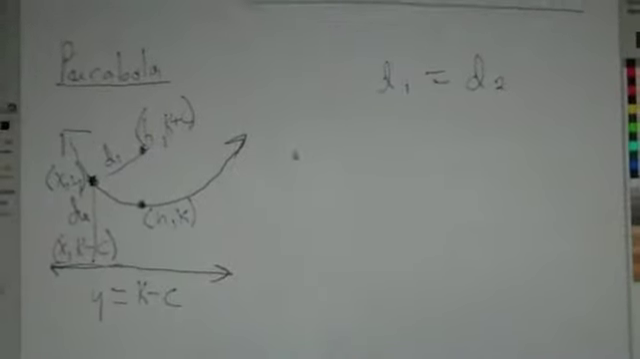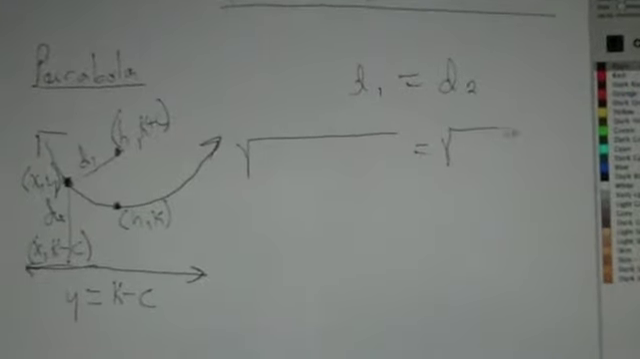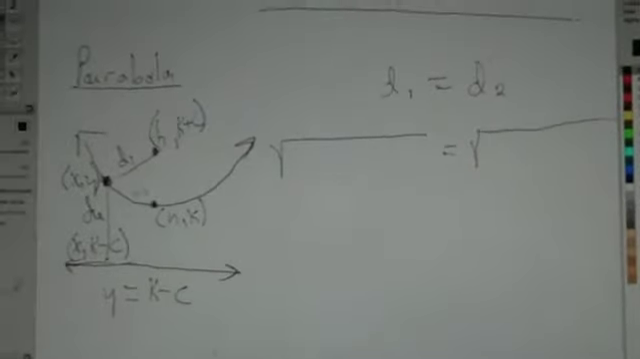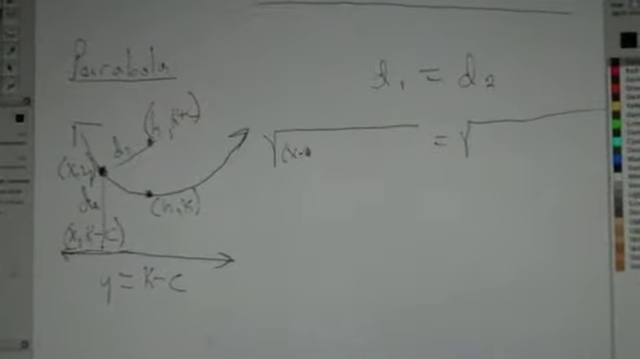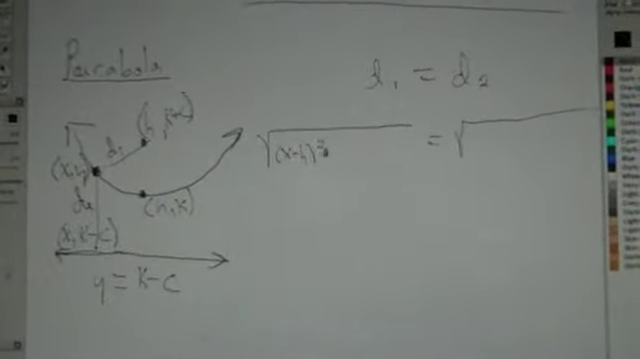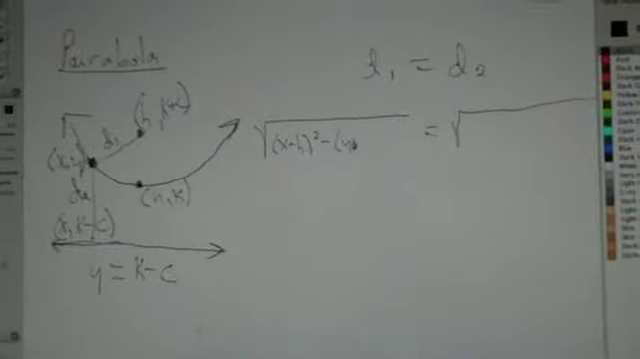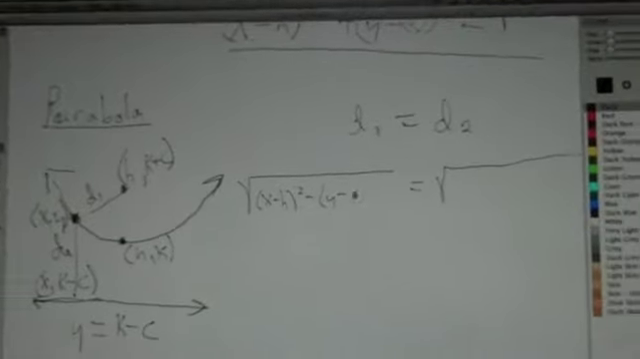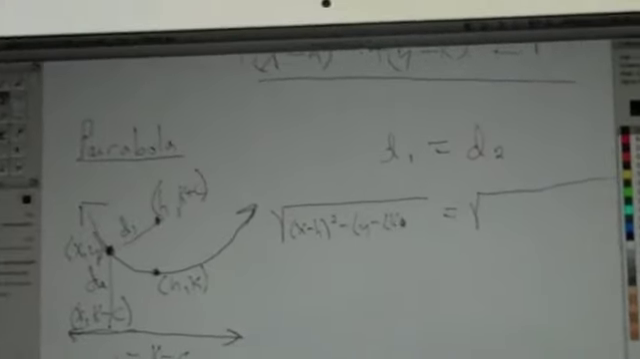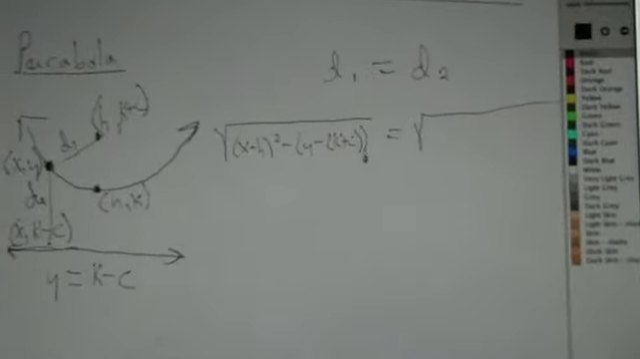So if I have 2 distances, I need 2 of these things. 2 big old square roots, because I'm going to use the distance formula twice. So right here, distance 1, I'm going to use these 2 points, and it's x minus h quantity squared. And y minus, okay, this is a little weird, but this is just a number, k plus c. So it's minus k plus c quantity squared.